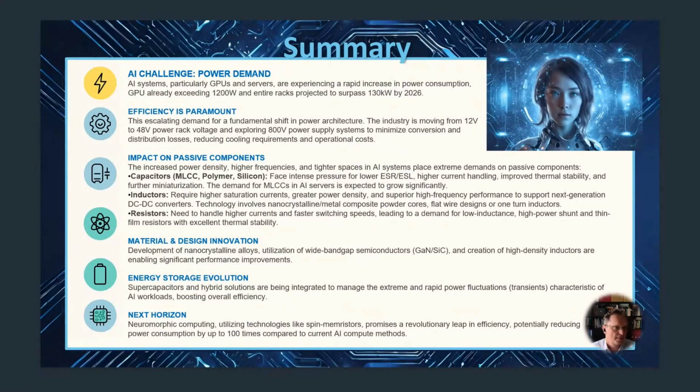So in summary, the AI challenge for hardware is mainly in power demand. AI systems, GPUs and servers, exceed 1,200 watts power requirements. And for our rack, we are talking over 130 kilowatts by 2026. The key now is efficiency, to reduce this power consumption as much as possible, because this is the current main bottleneck of adoption of large AI data centers. The industry is moving from 12 volt to 48 volt power rack voltage and exploring 800 volt power supply systems in the near future.